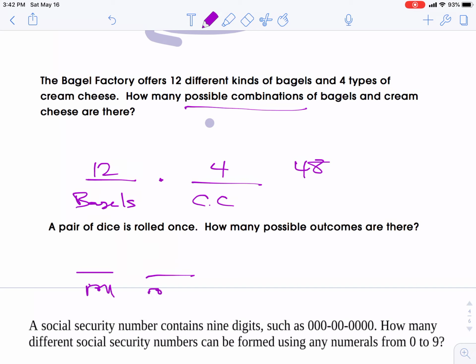Roll 1 or roll 2, or right, die 1, die 2 would probably be better. Die 1, and die 2. Well, how many options are there for the first die? There's 6 numbers, 1 through 6. Die 2, there are 6 numbers, 1 through 6. 6 times 6 equals 36 dice combos.